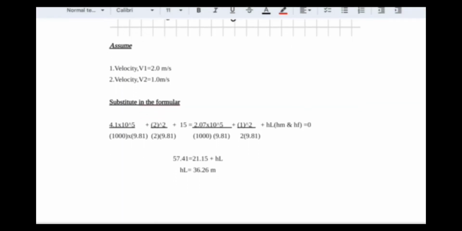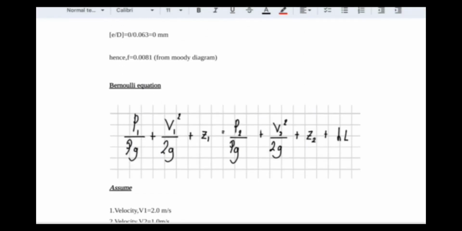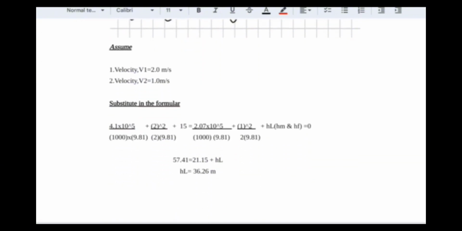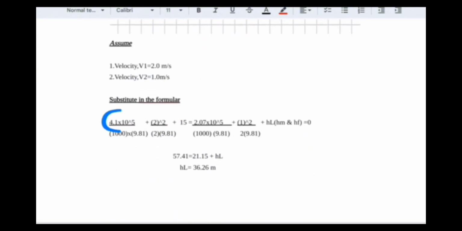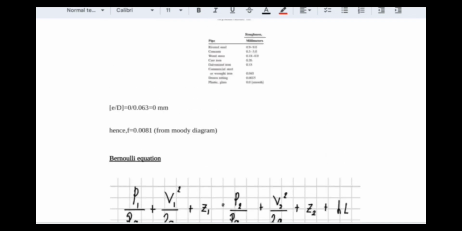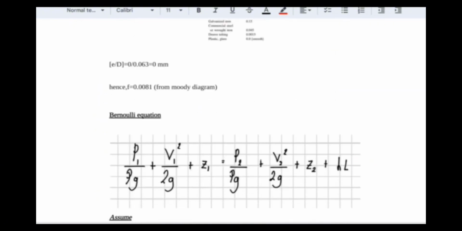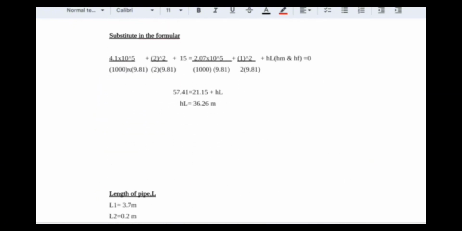So now we can substitute all the values to the formula. So this is our assumed velocity, and this is the pressure tank that we assume, which is converted from PSI to Pascal, which is this one, this value. And then now our HL is equal to 36.26 meter.